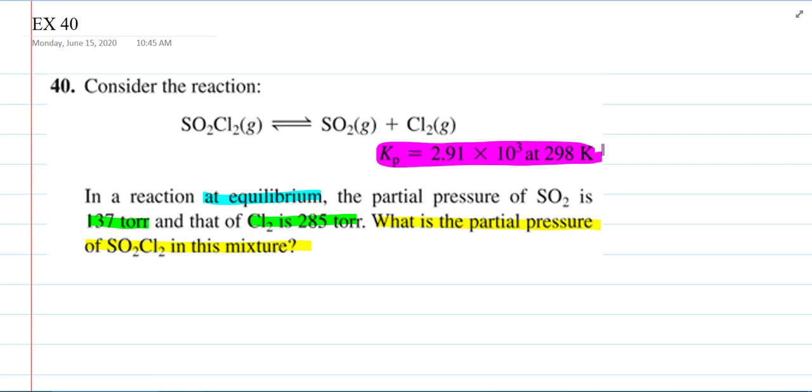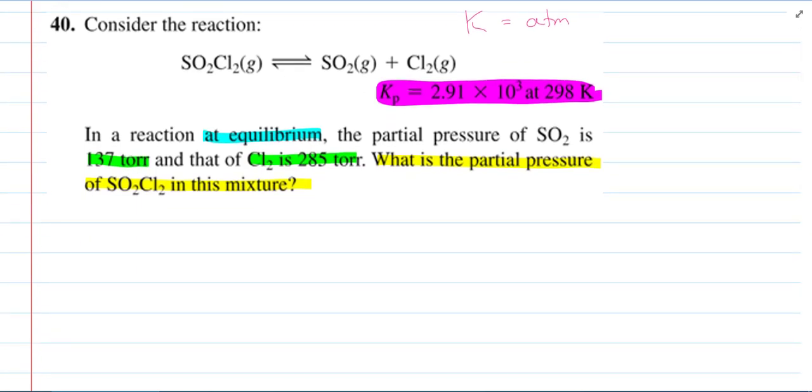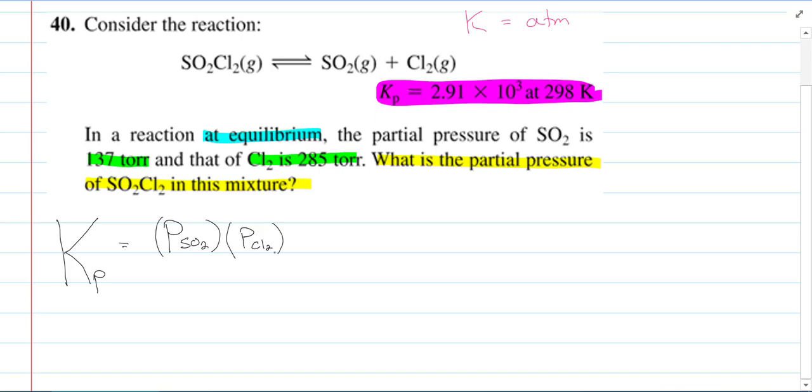Now remember, this is important. K needs to be in atmospheres. I am in torr. We have to fix that. So Kp would be equal to the pressure of SO2 times the pressure of Cl2 all over the pressure of SO2Cl2. Well, what do we know? Well, we know everything besides SO2Cl2. So K happens to be 2.91 times 10 to the third.